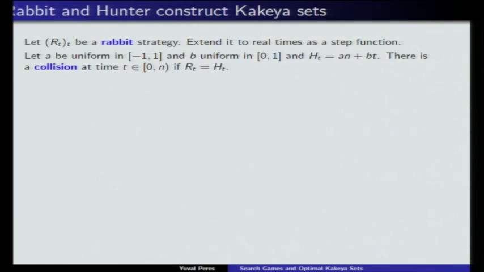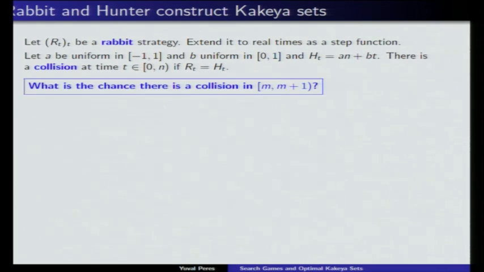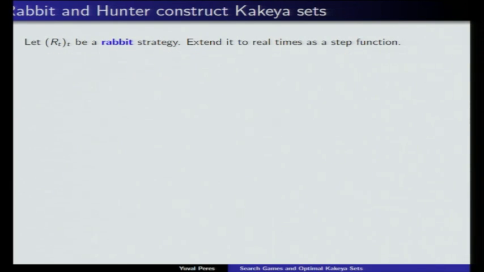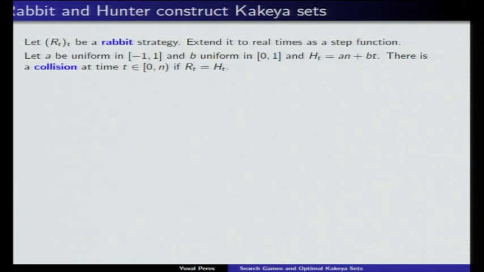So coming back to Kakeya sets, it turns out that Kakeya sets arise from any good counter strategy of the rabbit to the previously described hunter strategy. So to describe this hunter strategy, remember we took A uniform, and it doesn't matter in 0, 1, or here I'll take it in -1, 1, it's equivalent, and B uniform in 0, 1, and let the hunter be at time t in location A n plus B t. Okay, and then we measure a collision if the rabbit and the hunter coincide.